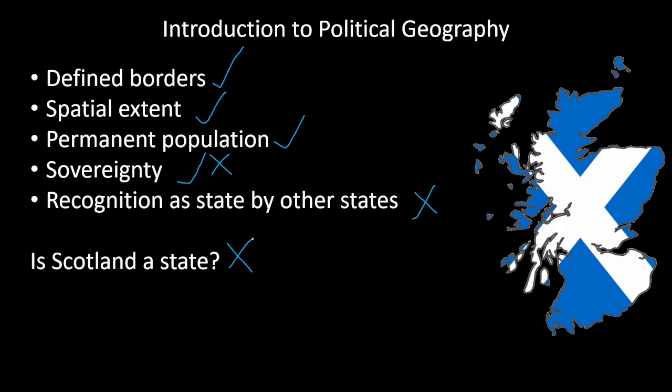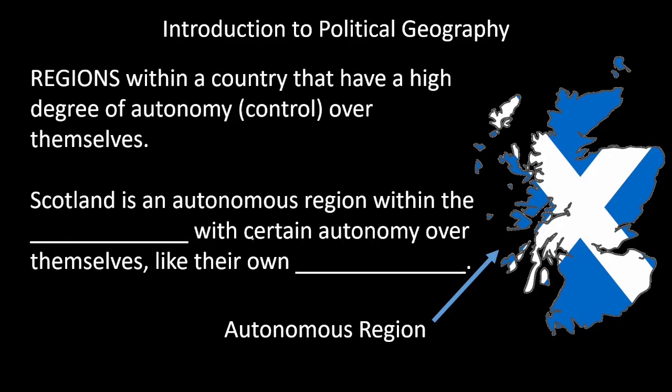So if Scotland's not a state, what is it exactly? Well, Scotland is an autonomous region. What is an autonomous region, though? This is an APHUG concept, so you should know it. These are regions within a country that have a high degree of autonomy, which is just control over themselves. So they have basically some sovereignty.